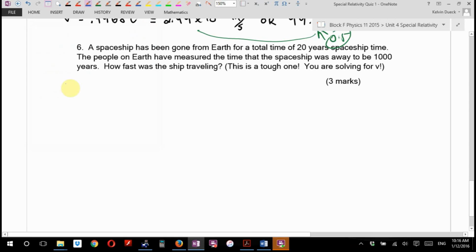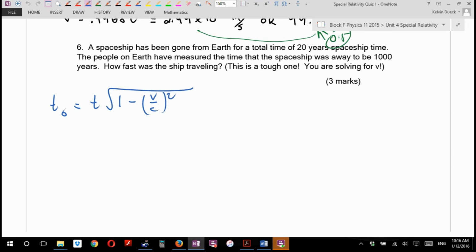Look at that. T equals T's. I'm going to go straight to this one. T0 equals T square root of 1 minus v over c all squared. Because I want the v not to be in the bottom anyways. Is that okay? I'm going to do this one algebraically.